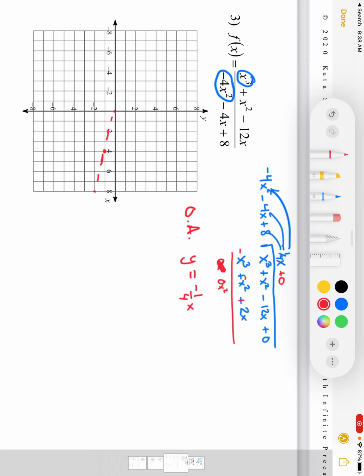So we need to go up 1 and over 4. So here, yeah, that's going to make a nicer line because it's actually a line and not some weird curve. All right, so that's our oblique asymptote.